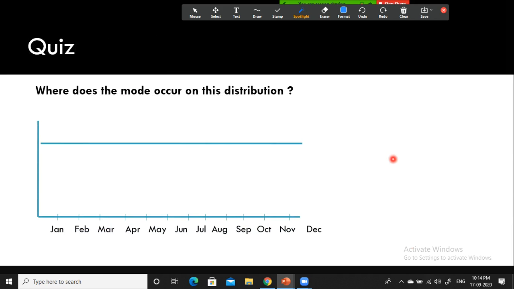Next one is, we discussed the normal distribution, which is nothing but the bell curve, and the positively skewed distribution. The skewed distribution, we saw left skewed or right skewed. Now we see something else here. It is neither skewed data nor normally distributed data. We can see a straight line here. So now the question is, where is the mode here? Can you tell me the mode here?